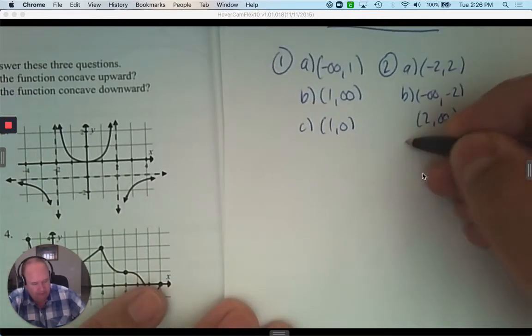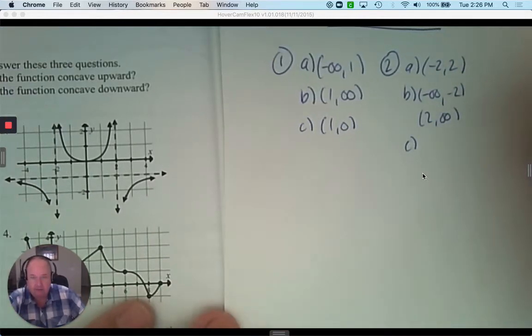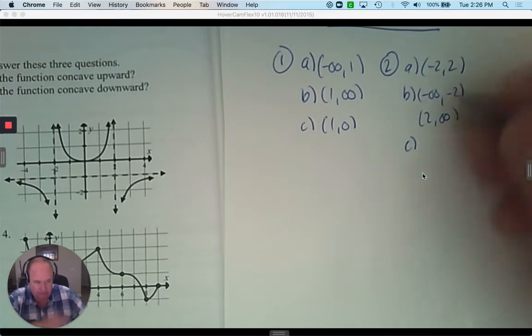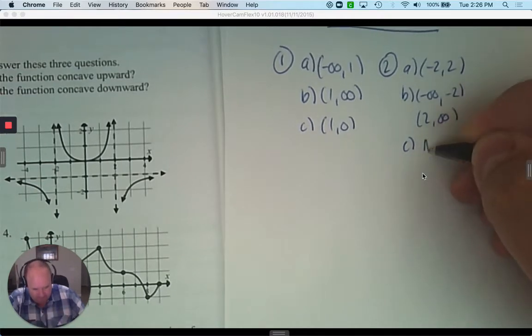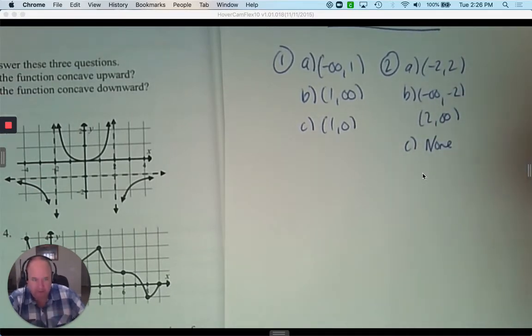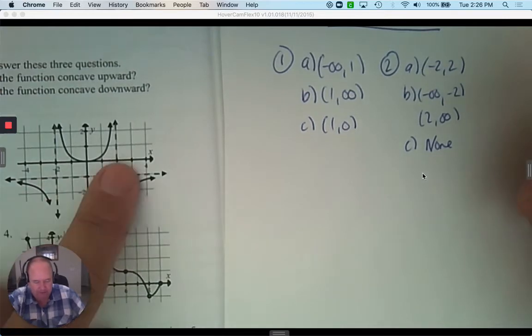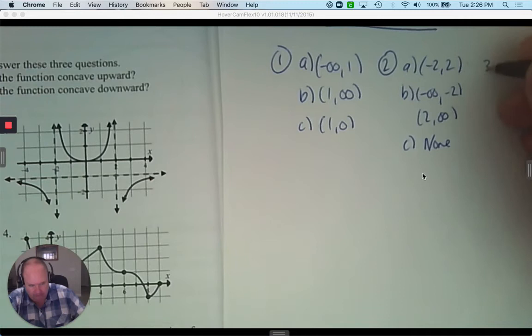Part C, is there a point of inflection? Is there a point where it changes? There is no point of inflection. So the concavity changes at an asymptote rather than at a point. Number 3.